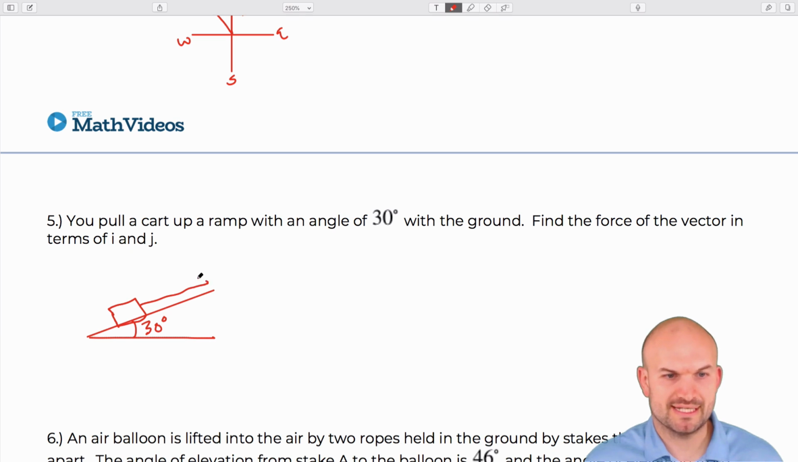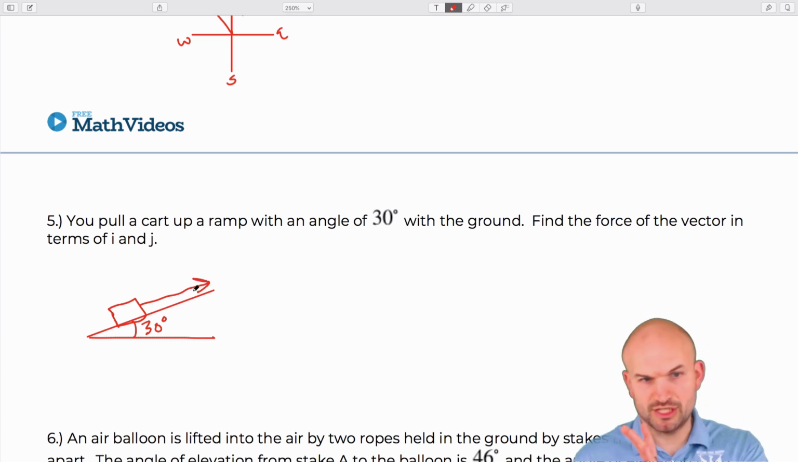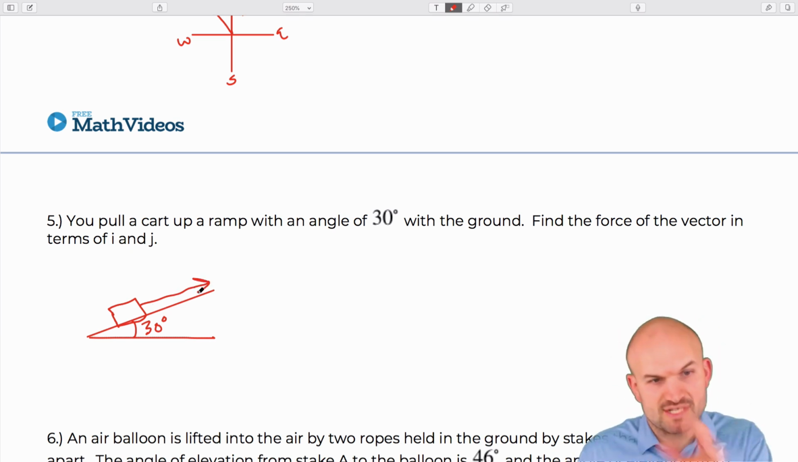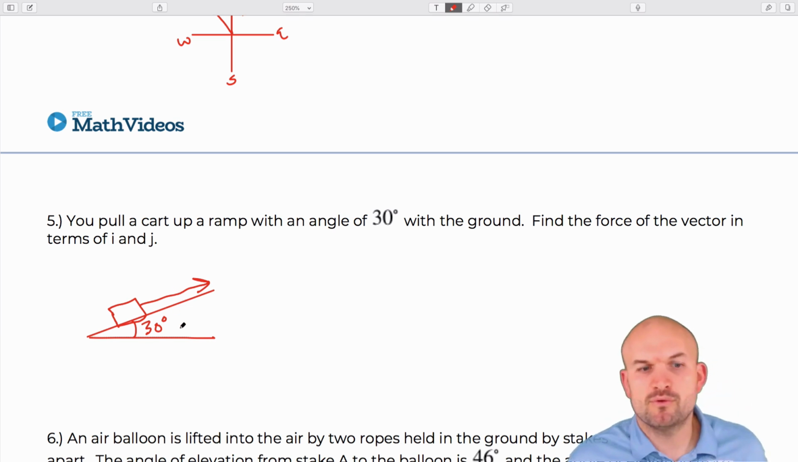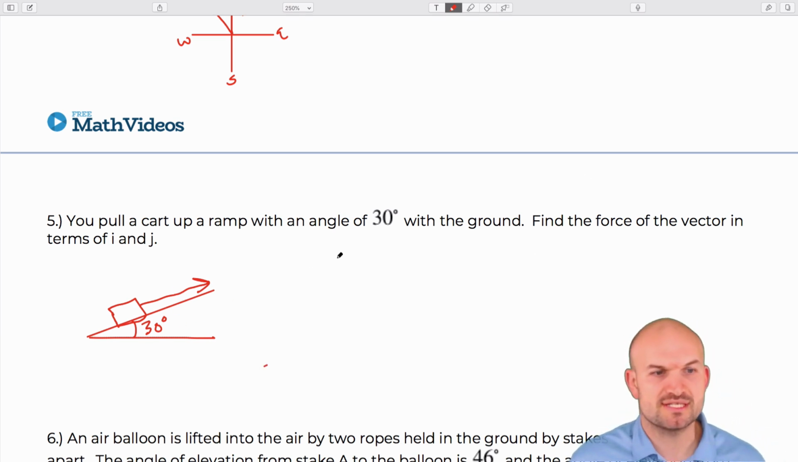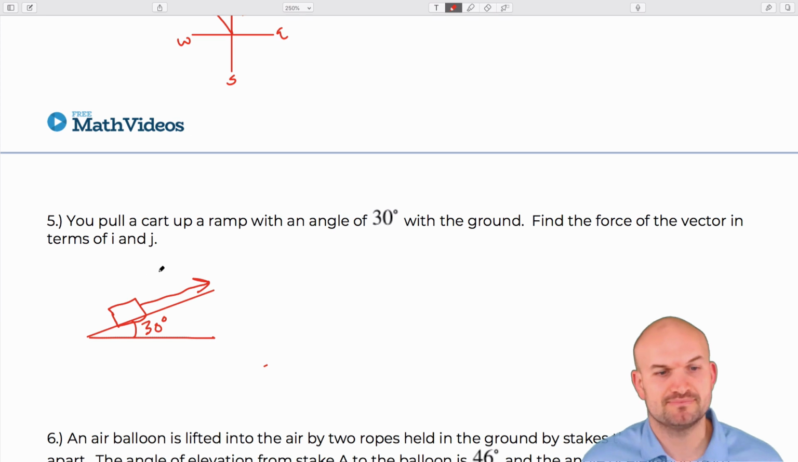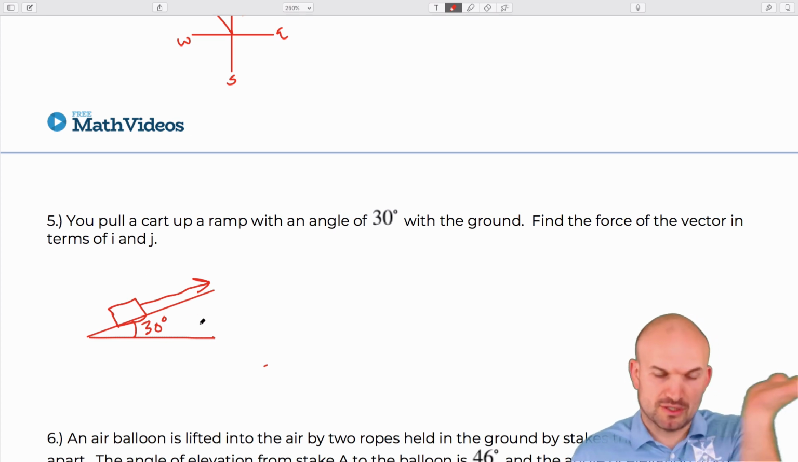And you're pulling it. So that's going to be basically your vector, right? So that's going to be the force that you're going to be pulling it with. So we just want to be able to identify the force in terms of i and j. But at least for now, we can just kind of see what it would look like pulling it up the ramp.